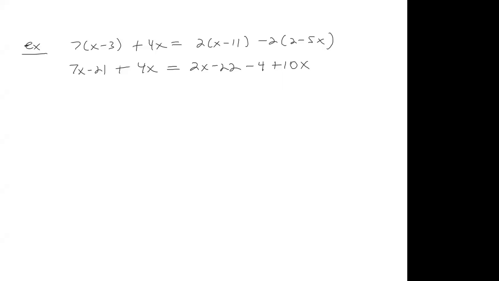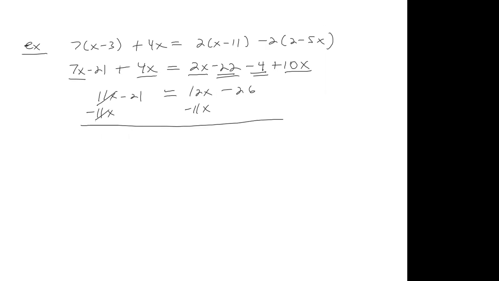All right, now combining like terms, the 7x and the 4x give me an 11x minus 21. Here I combine the 2x and the 10x, and then the negative 22 and the negative 4. So the 2x and the 10x is a 12x. And then minus 26. Now I'll subtract 11x off to get rid of one of the appearances of x. I could subtract the 12x off too, it doesn't matter, you get the same answer.